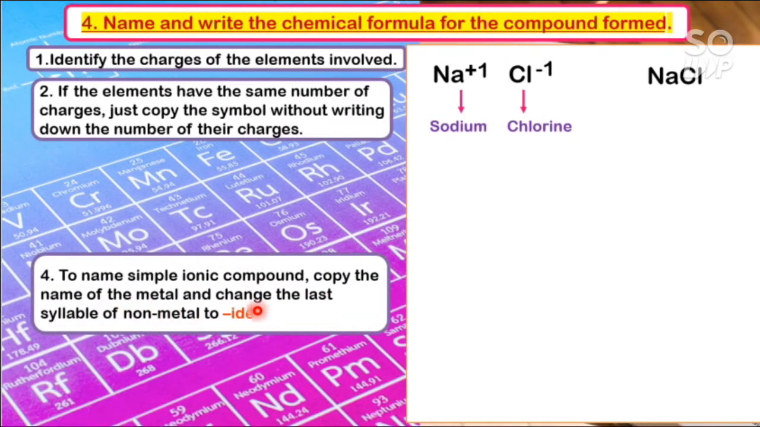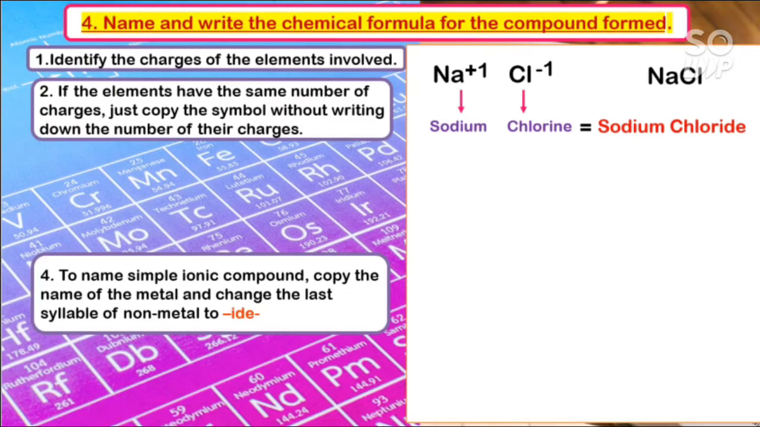To name a simple ionic compound, copy the name of the metal and change the last syllable of the nonmetal to IDE. So the metal here is the sodium and the nonmetal here is the chlorine. So according to the rule, we just copy the name of the metal, which is sodium, and for the chlorine we have to change the last syllable to IDE. So it will become sodium chloride. So it is not called sodium chlorine, but rather sodium chloride. We change the last syllable of chlorine to IDE.